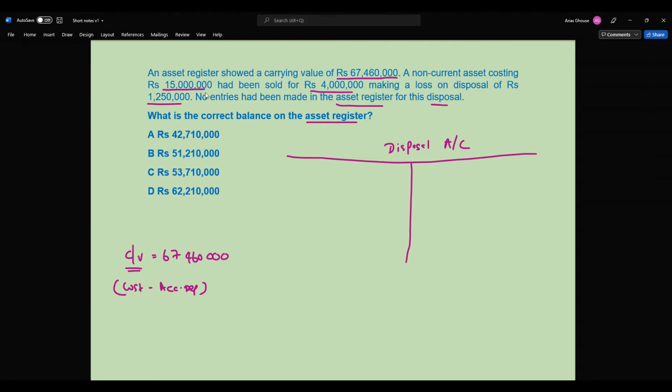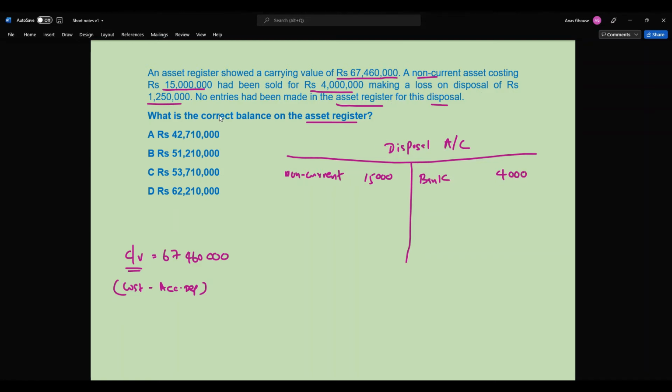A non-current asset costing 15,000 had been sold. When the asset was sold, that asset will be transferred to the disposal account. So let's assume it's 15 million, and we'll take it in thousands. You have to credit the non-current asset account and debit the disposal account. And it had been sold for 4 million. So when you sell, you debit your bank account and credit the disposal account. So bank account, 4 million.